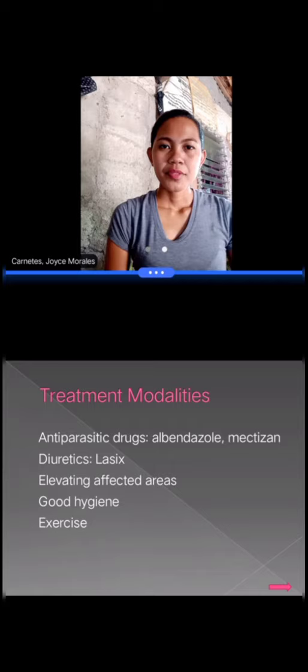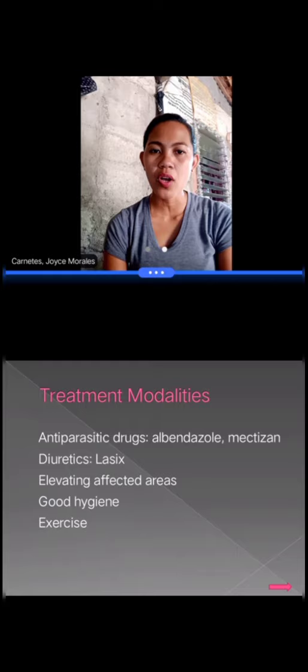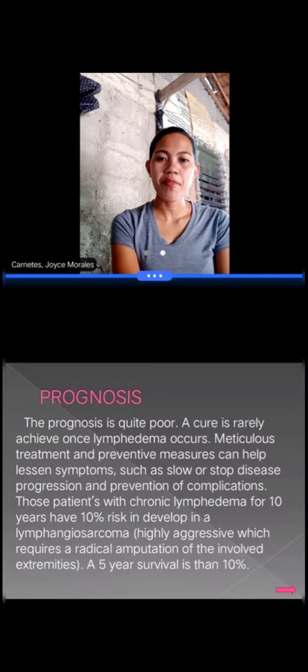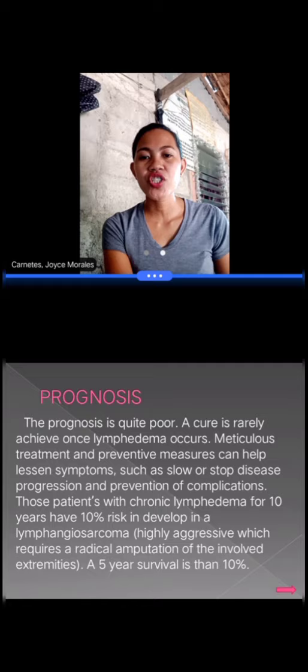The treatment modalities for elephantiasis are antiparasitic drugs such as albendazole or ivermectin; diuretics such as Lasix; and elevating the affected areas. Good hygiene is important in elephantiasis, as well as exercise. The prognosis in lymphedema is quite poor. A cure is rarely achieved once lymphedema occurs.